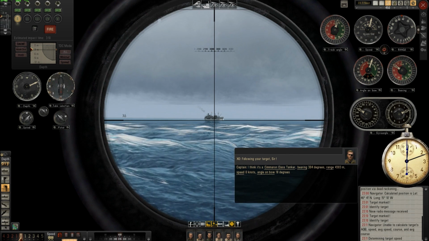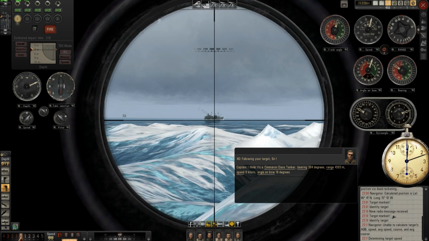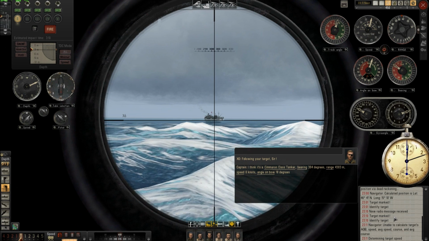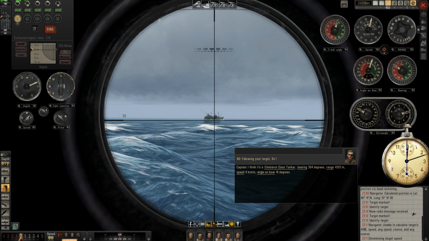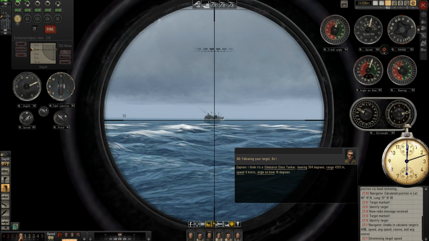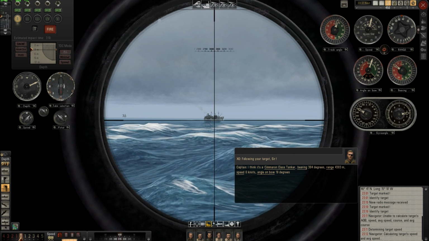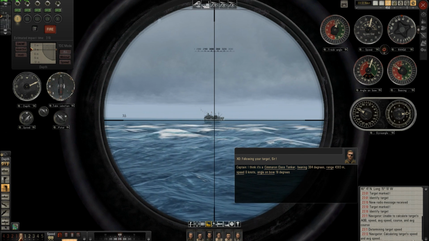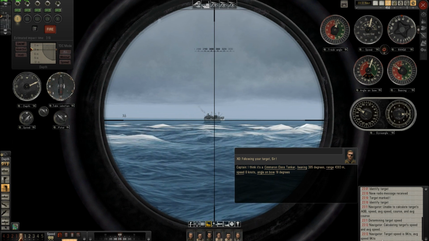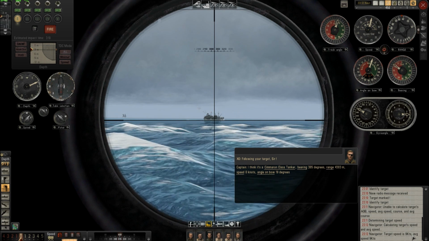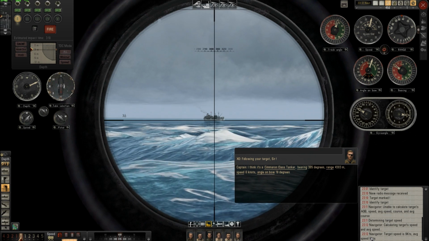And you see here it's writing determining target speed. Okay, so I will wait a little while here. Okay, I'll press this one again, and he's calculating. So you see here, target speed is 9 knots, average speed is 9 knots. So the navigator calculated for me that the speed of the target is 9 knots.